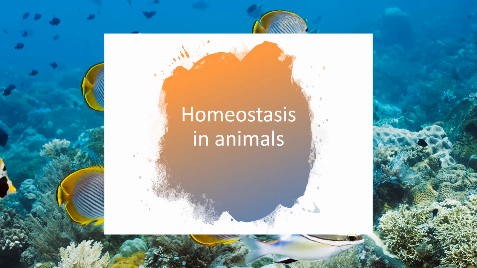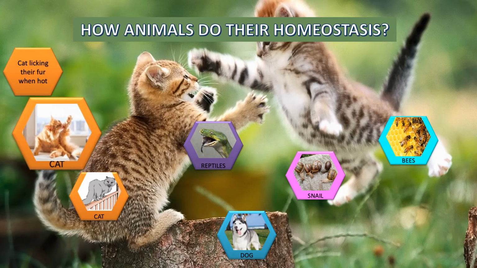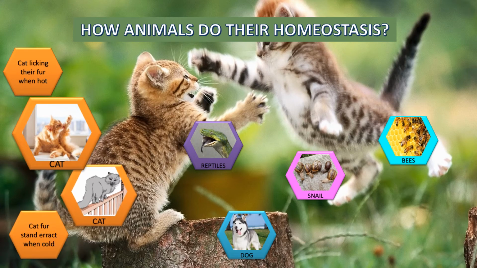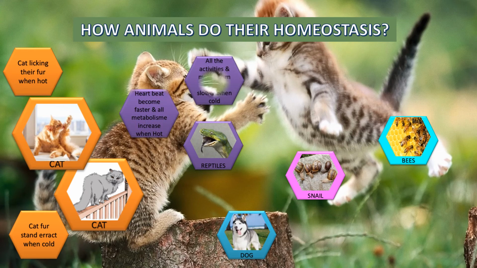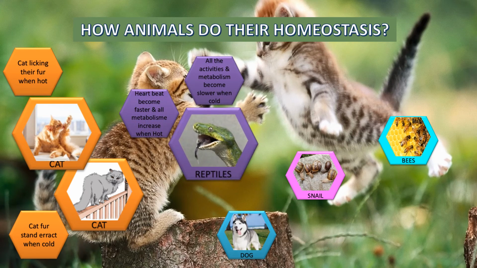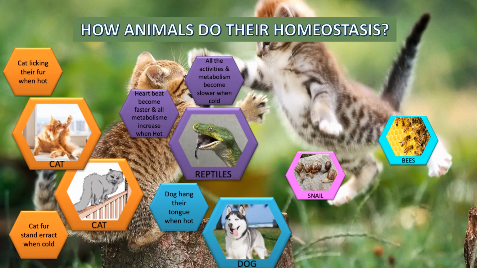Now, let's see homeostasis in animals. How do animals do their homeostasis? Okay, let's see. Cat: the cat licks its fur when hot, and the cat's fur stands erect when cold. For reptiles, the heartbeat becomes faster and metabolism increases when hot, and all activities and metabolism become slower when cold. A dog hangs its tongue out when hot.